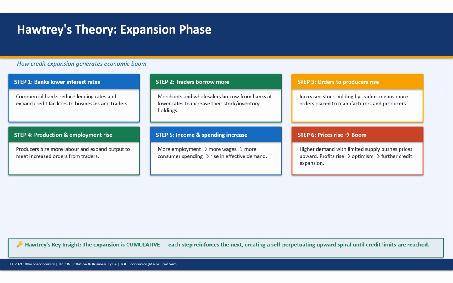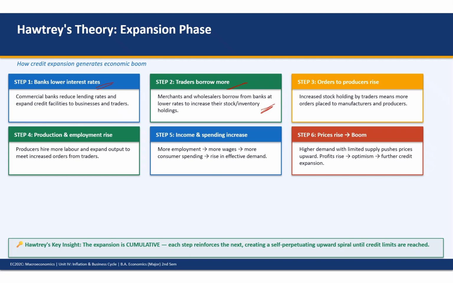I have already discussed this particular expansion phase, but let me re-explain or revise how credit expansion generates economic boom in Hawtrey's theory. This central idea is explained in 6 steps. First, commercial banks reduce lending rates and expand credit facilities. Then traders and wholesalers borrow more money from banks and increase their stock and inventory holdings. This is the starting point of the expansion process.